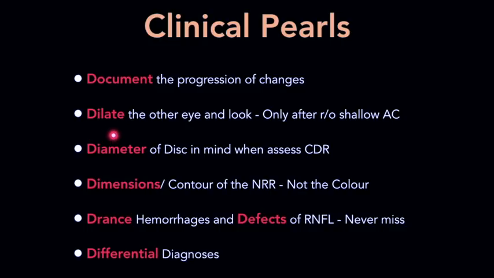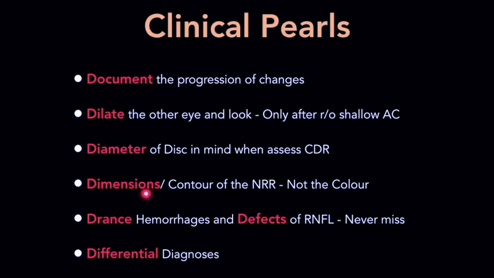Second is dilate. Always dilate the other eye and look for asymmetry of the eyes, because very often we will miss the asymmetry. We might be very excited about one eye, but we might forget to dilate the other eye as well. And we should dilate the other eye, or any eyes for that matter, only after ruling out shallow AC by gonioscopy. And the diameter of the disc, that is the size of the disc, should be kept in mind when we assess the cup disc ratio, because we should always correlate the size of the disc with the size of the cup.